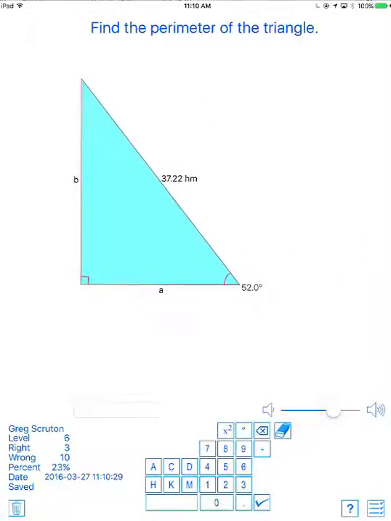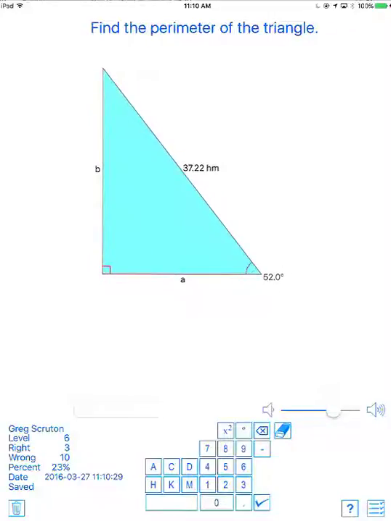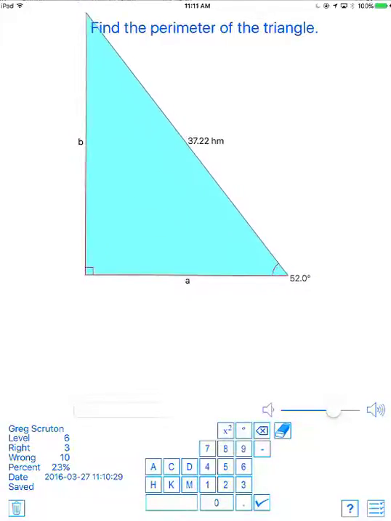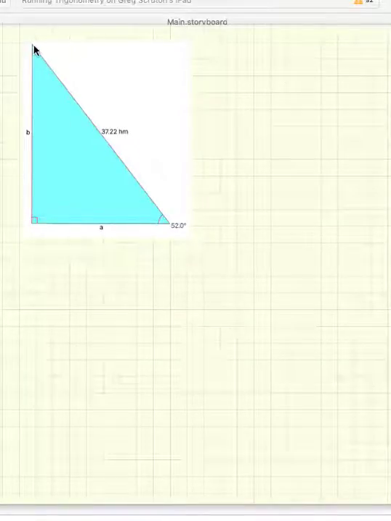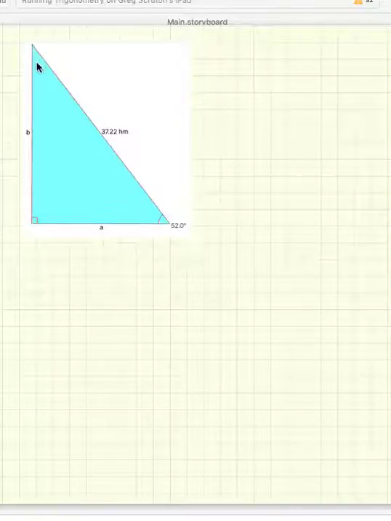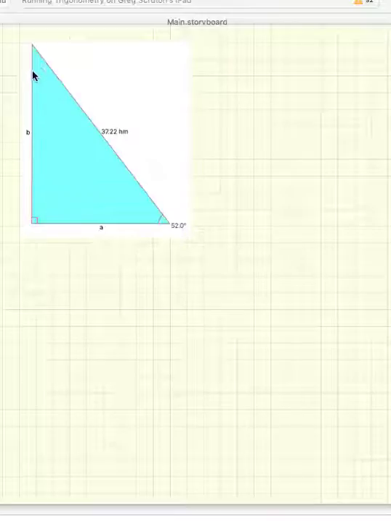All right, I'm just dragging it using a single finger, resizing it using the pinching gesture. Okay, now it's time to label the sides. So the hypotenuse is always the longest side, always the side opposite the right angle, and one more clue: it's the side that doesn't contain the right angle. So it doesn't touch the right angle. It's the only side that doesn't touch the right angle.